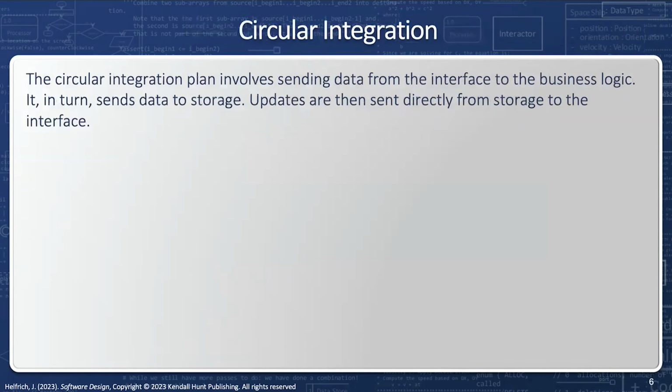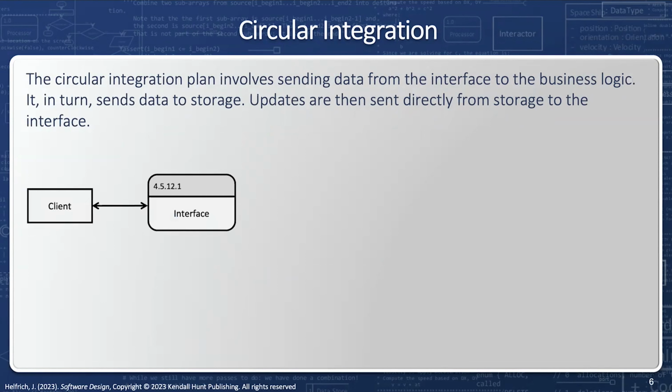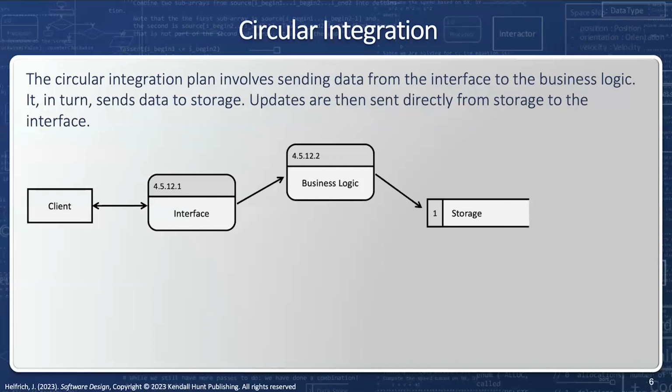Okay, there is another strategy called circular integration, and this is going to be a little bit different. So let's start once again with the data flow diagram. We're going to start with the interface that talks directly to the client, and then the interface is going to talk to the business logic in one way. In other words, the interface is going to send data to the business logic. Then the business logic is going to talk to storage one way. The business logic will send data to the storage. And this kind of makes sense if you think about it, because we really want all data that go to storage to be validated through the business logic.